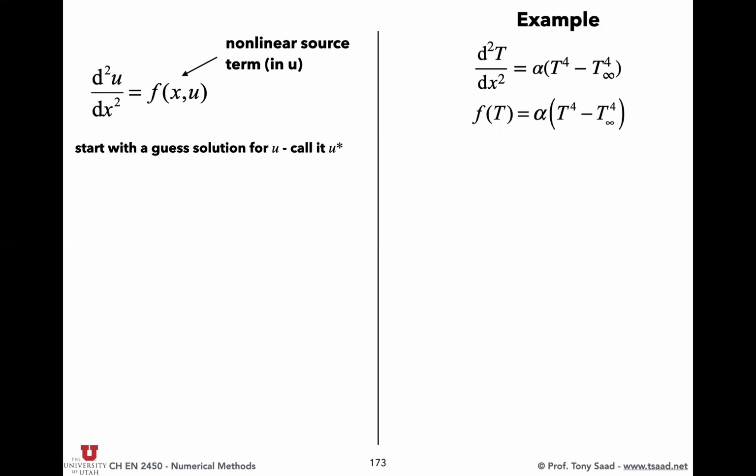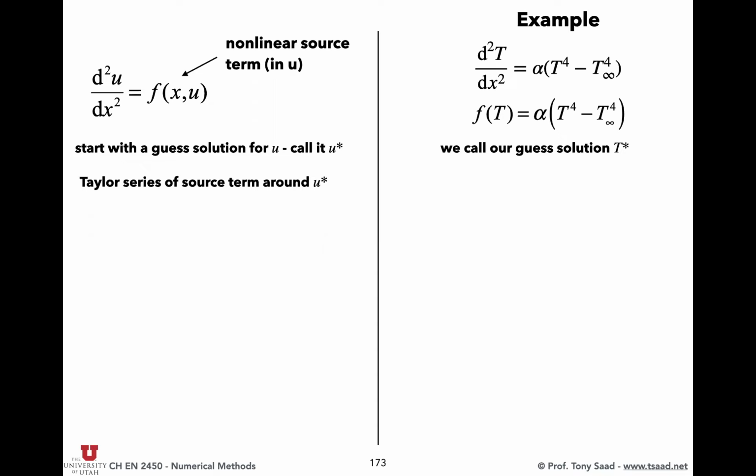It could be the initial condition for the problem, or one of the boundary conditions, for example. In this case, could be one of the boundary conditions, T left or T right, for example. Call it u star. For our example, we're going to call this T star. Then we're going to write the Taylor series of the source term around u star.